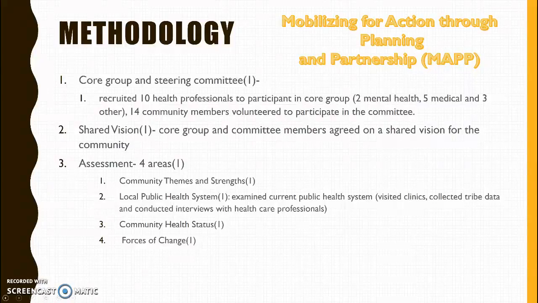Next, we wanted to focus on generating a shared vision between the two groups. We established a dialogue, helped resolve any conflicts or disagreements, and helped them focus on 4 areas of assessment that were going to get us to the most appropriate shared vision. The four areas of assessment included current community themes and any strengths within the community, the current local public health system. We looked at clinics, collected tribal data, and then conducted additional interviews, the current health status of the community, and any forces of change that may be going on. So things like language loss were looked at, PTSD, and adverse childhood experiences.